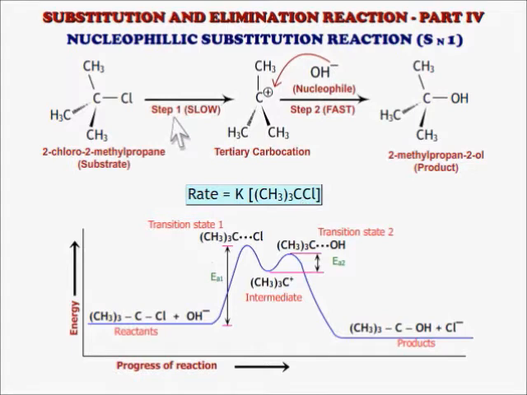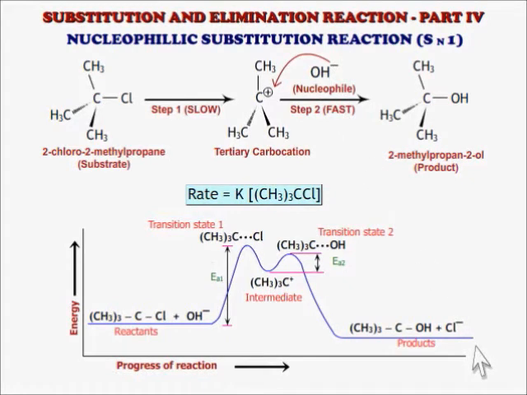First step is formation of carbocation where the leaving group departs. This is the slow rate determining step. The second step is attack of nucleophile, which is fast. The energy profile diagram of SN1 is like this.